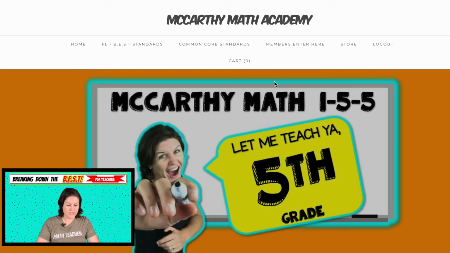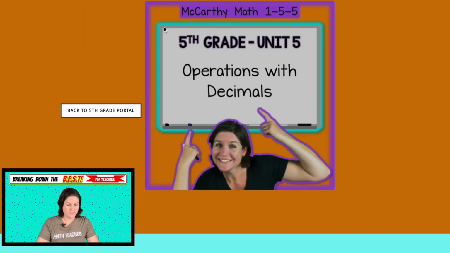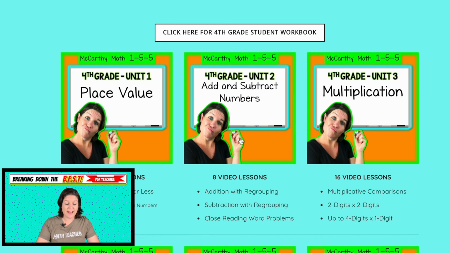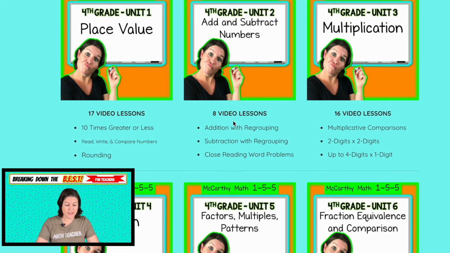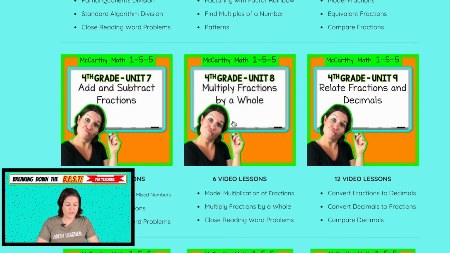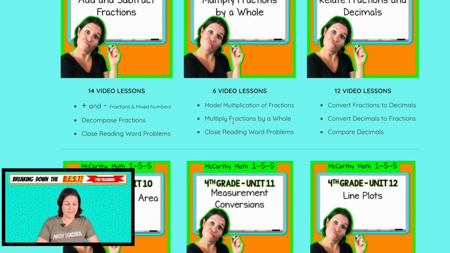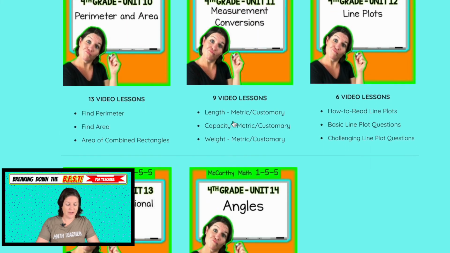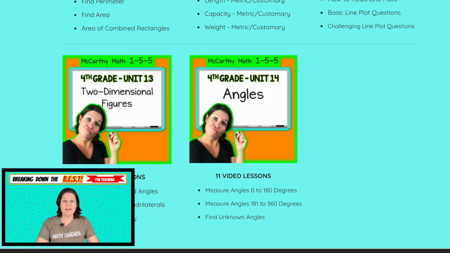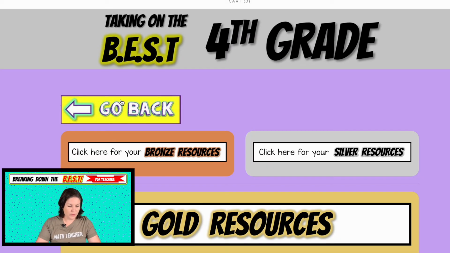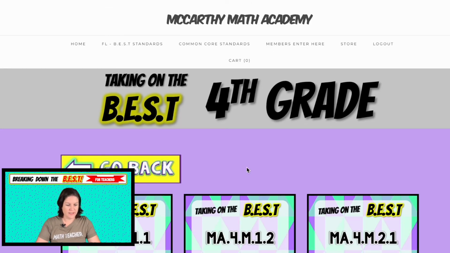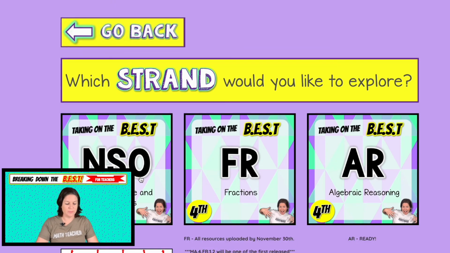Now, going back to 4th grade, you can see that we have a lot here. So we do have adding and subtracting with regrouping, 8 video lessons there. It just doesn't quite go to the hundredths place with this. But you can see there's a lot that will definitely play out. Okay, so it's a great resource to have. So if you're taking on the B.E.S.T videos, but you know your students need more practice, this is a great place to go.